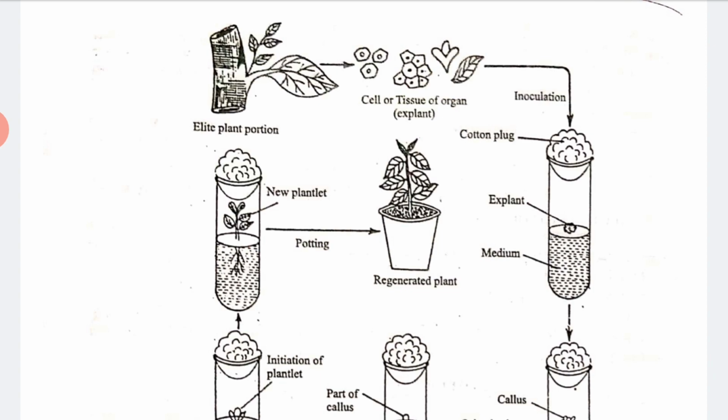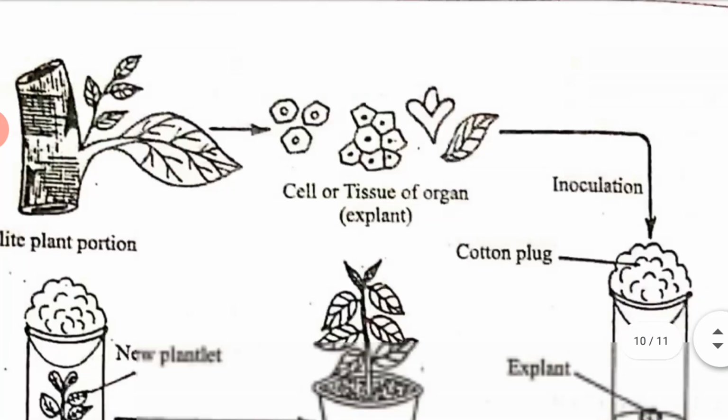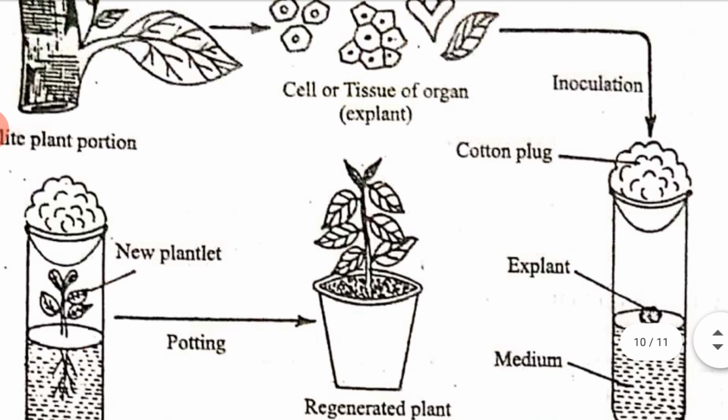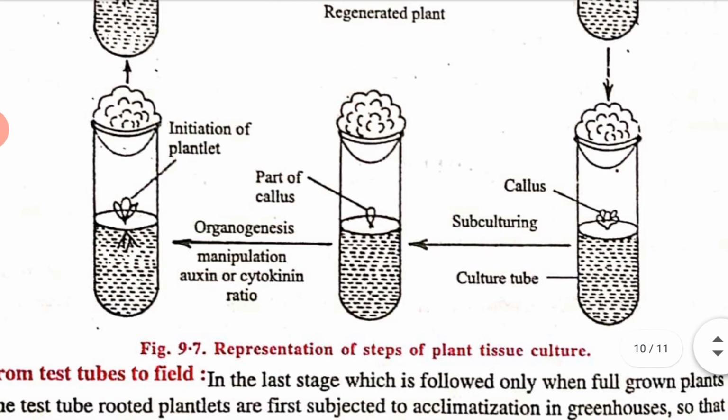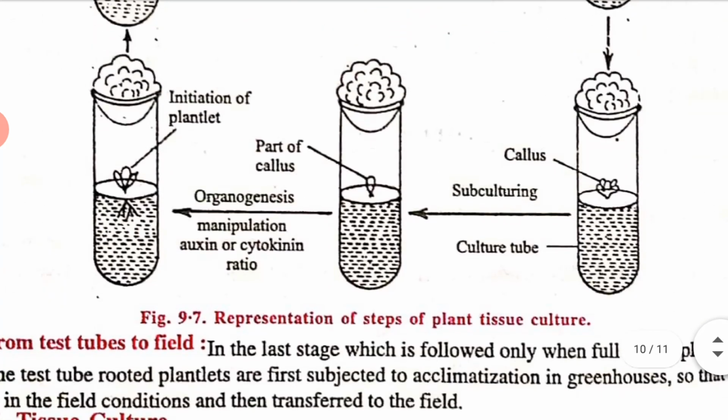So you can see here, students, these are the cells of the tissue of the organ. We have to start with this. Now this tissue we have to put in the test tube, and that is known as the explant. We have already put in the medium, and we will plug the cotton on the test tube. After some time we will see a callus in that explant, in the culture tube.